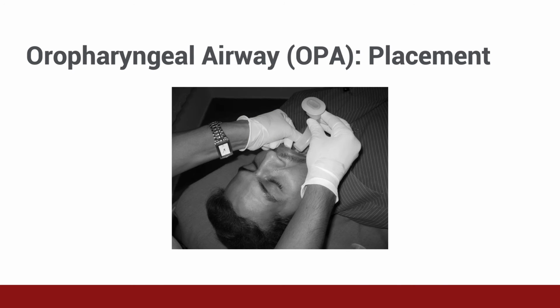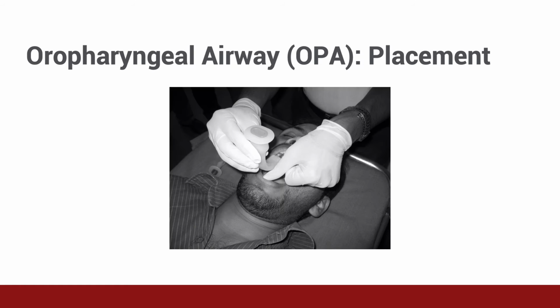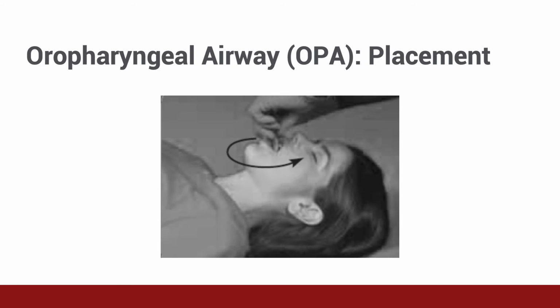While scissoring the mouth open with the non-dominant hand, the provider then holds the oropharyngeal airway in the dominant hand with the curve oriented towards the top of the patient's head. The provider inserts the airway with the tip facing the roof of the mouth and slides it in towards the back of the mouth until it reaches the roof of the mouth. Once the tip of the airway contacts the roof of the mouth, the airway must be rotated 180 degrees, flipping it over the tongue with the curve now oriented toward the patient's feet. Insert the airway until the flange rests on the patient's lips.